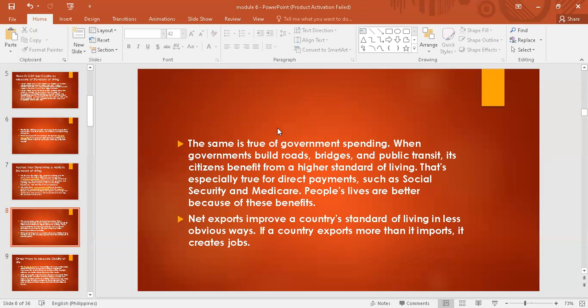Halimbawa, ang government, they build roads, bridges, they build public hospitals, public transportation. Sino ba ang nakikinabang dito? These are for the benefit of the citizens living in a particular nation. The more na merong infrastructure or maraming mga ini-spend ang government for public use, it is nag-i-indicate na may higher standard of living. Kung mapapansin nyo, ang mga bansang walang masyadong roads, medyo dun makikita mo yung hirap ng bansa.